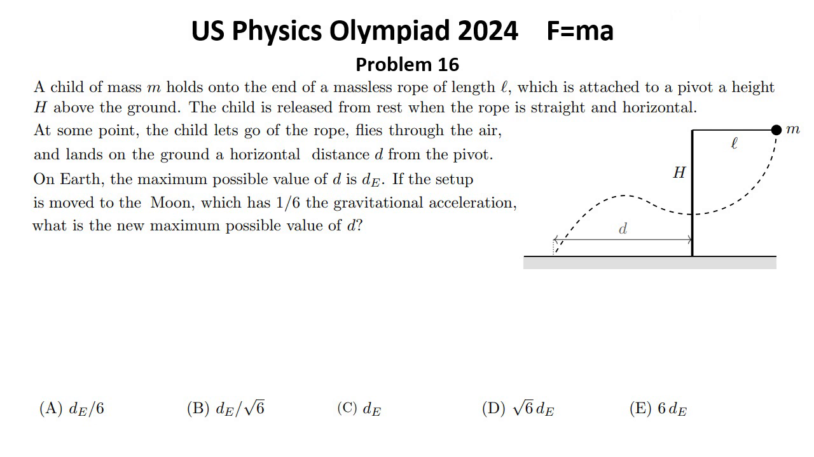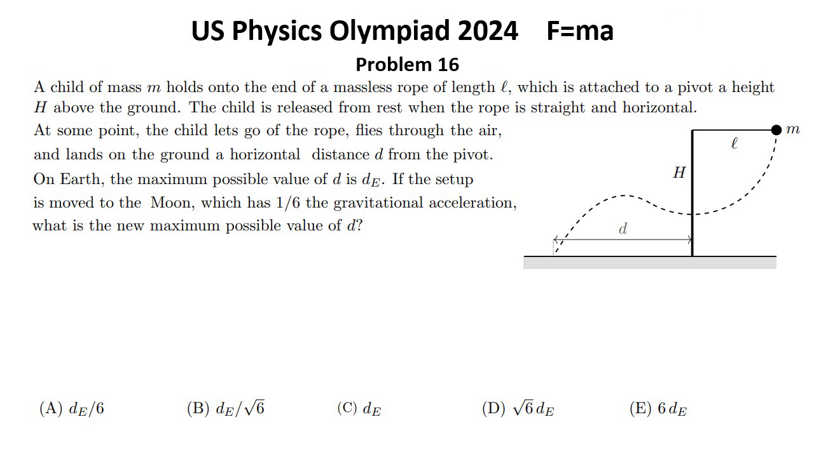Problem number 16. A child of mass m holds onto the end of a massless rope of length L, which is attached to a pivot at height h above the ground. The child is released from rest when the rope is straight and horizontal. At some point, the child lets go of the rope, flies through the air, and lands on the ground a horizontal distance d from the pivot. On Earth, the maximum possible value of d is dE. If the setup is moved to the Moon, which has 1/6 the gravitational acceleration, what is the new maximum possible value of d?